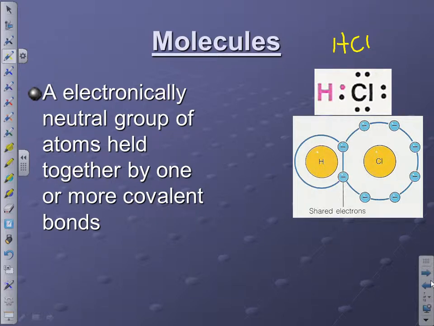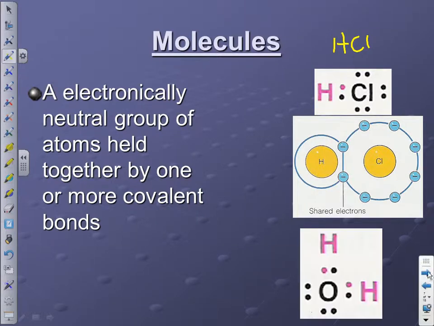Okay? Here's a molecule you're probably familiar with. You ever hear that one before? H2O. Right, H2O. H is happy with 2 valence electrons. Oxygen needs to pick up how many, though? It needs to pick up 2 electrons, so it's got to share electrons with 2 different atoms, okay?